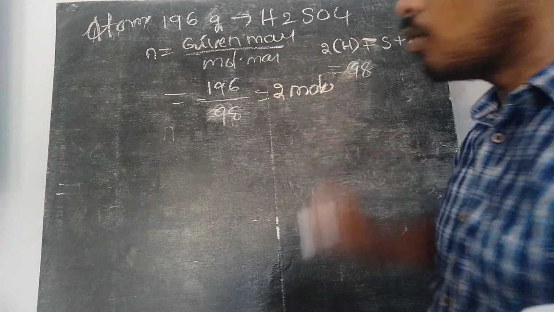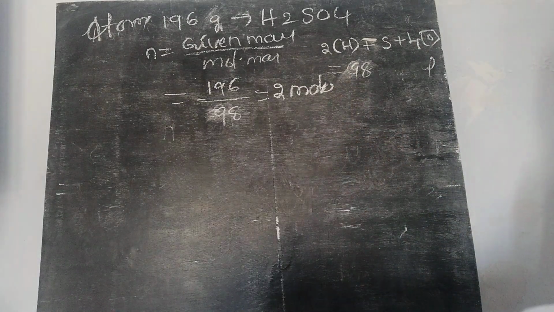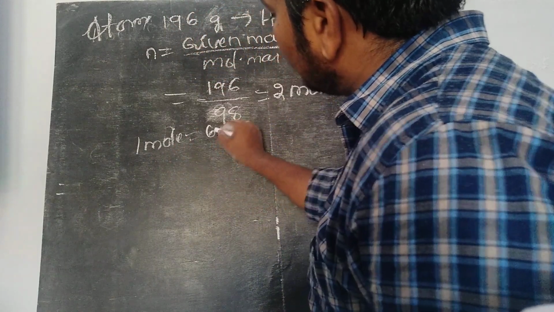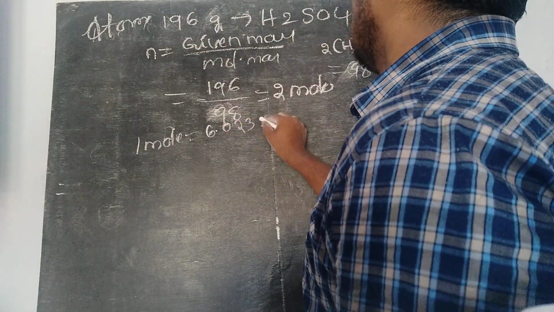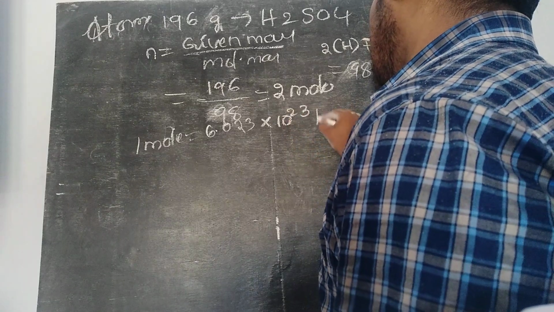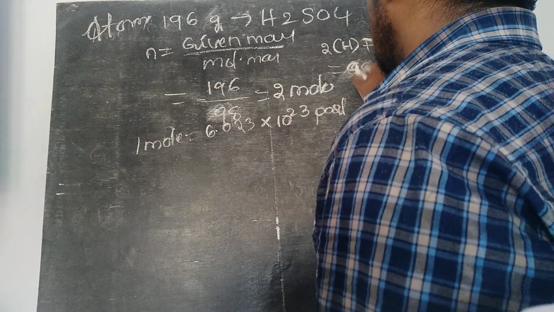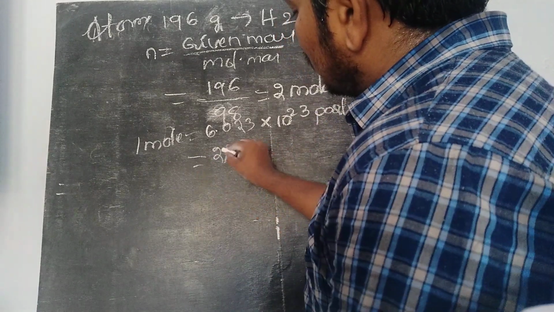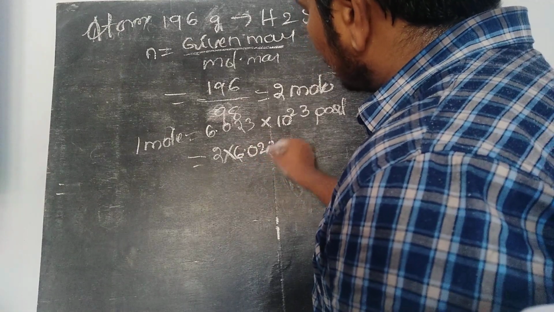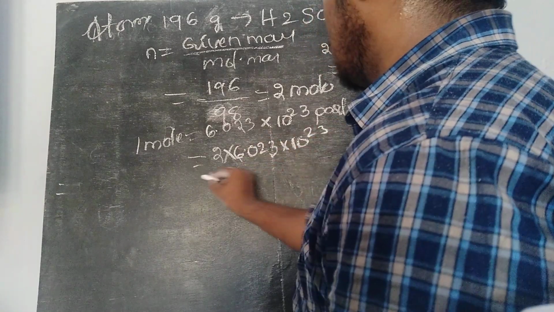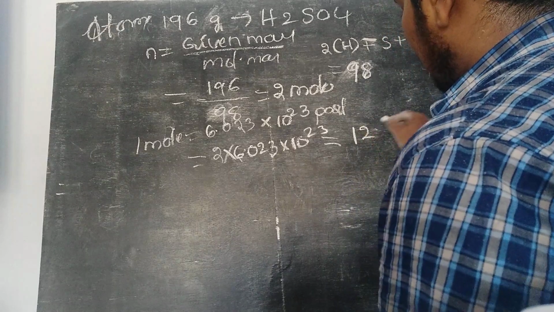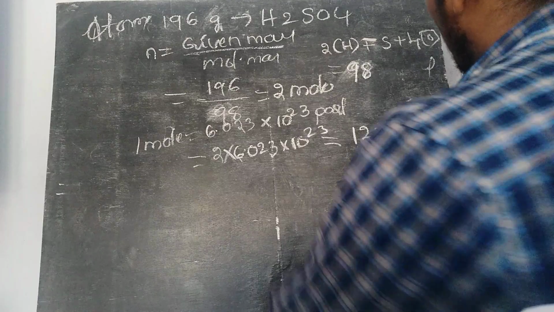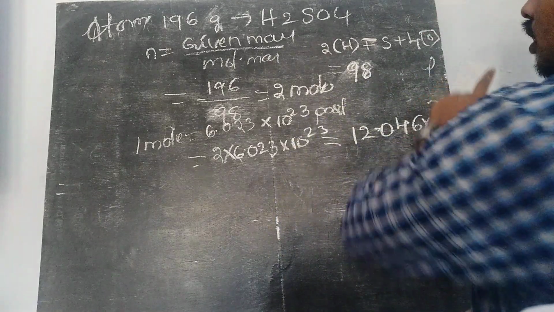First you have to calculate the moles. Now you can see 2 moles. So here 1 mole, I know, is 6.023 into 10 to the power of 23 particles. This is 98. How many moles did we get? 2 moles. That means 2 into 6.023 into 10 to the power of 23 is equal to 12.046 into 10 to the power of 23 particles.